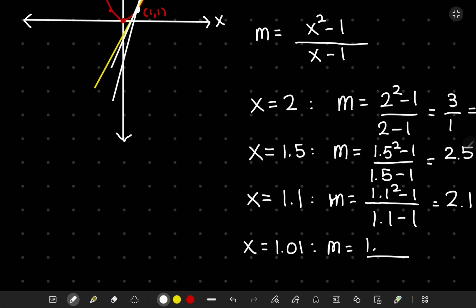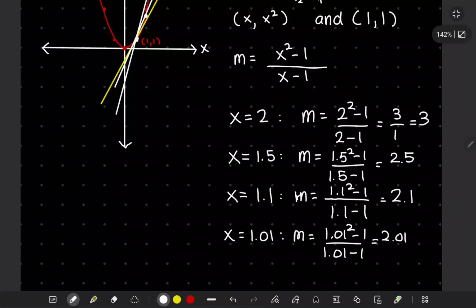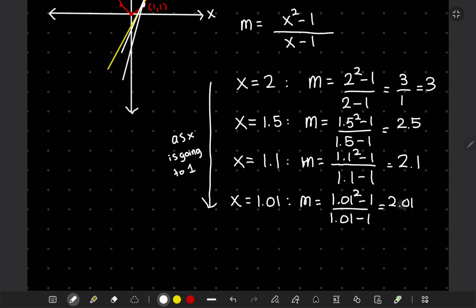Again, plugging it in, 1.01 squared minus 1 over 1.01 minus 1. Again, through sheer calculations, I get 2.01. So you might be starting to notice this pattern. As x is decreasing, or as x is going to 1, what are we noticing? Well, we notice that our slope is getting obviously smaller, but it's getting to an oddly specific number. So I think we can make a guess if I do it one more time.